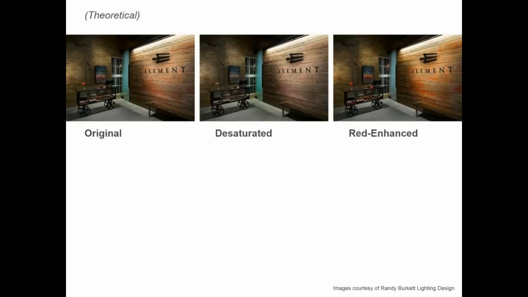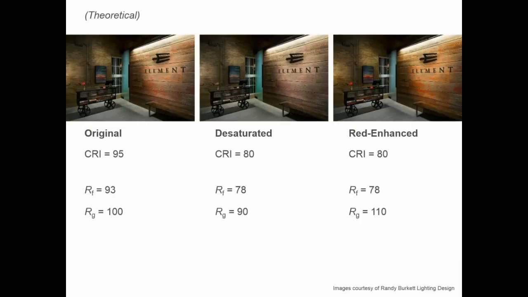First, let's revisit the example that Mike presented earlier. Here we have the original image on the left, desaturated in the middle, and red enhanced on the right. If we only use CRI, we'll be unable to capture what is occurring in the desaturated and red enhanced images. The same would be true if we only used the IES fidelity index RF. But when RG is also used, we now have useful supplementary information.